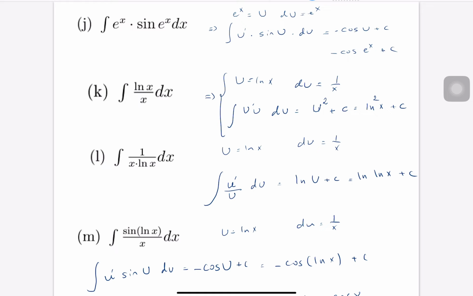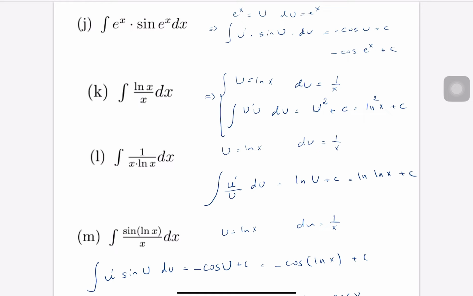Integral of ln x per x. Okay, I put ln x as u. Then an integral of u, and I make a derivative from ln x, du equal 1 per x. Then I can say 1 per x is u prime, and ln x is u. And the integral of this u prime u du is equal to u power 2 per 2. And then I can write u is ln x, and we have to put power 2. That's it, plus C.